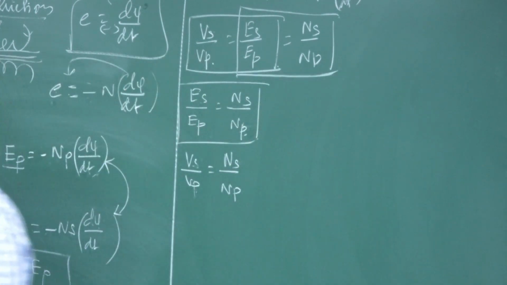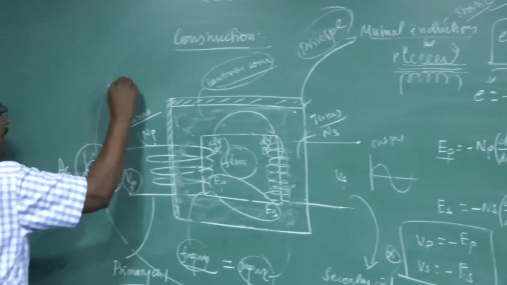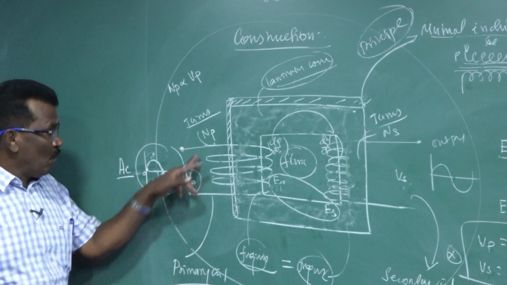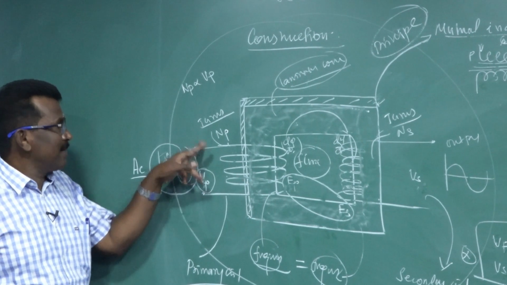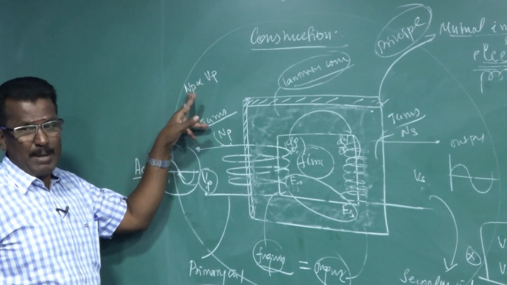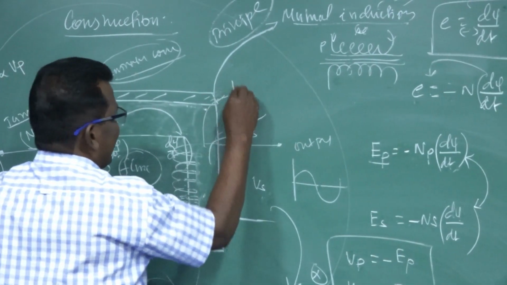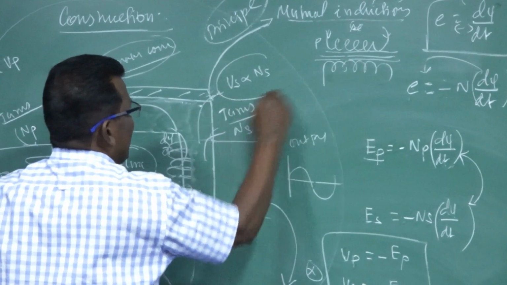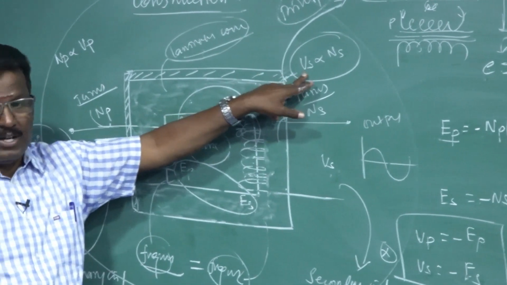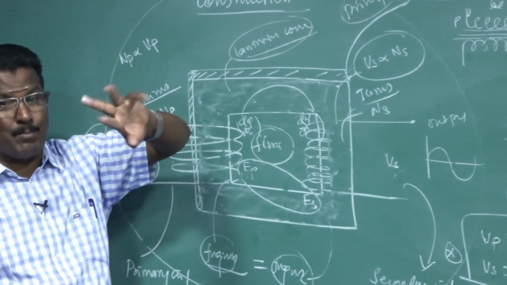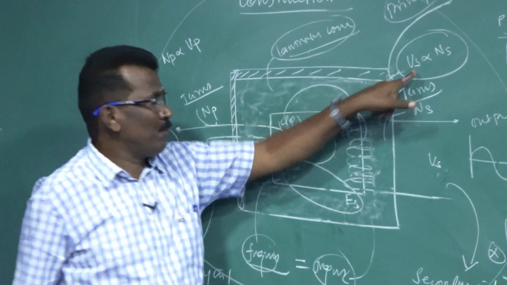The number of turns in the primary is directly proportional to Vp, the voltage applied across the primary. If the number of turns increases, the voltage across the primary also increases. Similarly, the voltage across the secondary is directly proportional to the number of turns in the secondary. So if the number of turns increases, the voltage also increases. So voltage and number of turns are directly proportional: Np is directly proportional to Vp, and Vs is proportional to Ns.